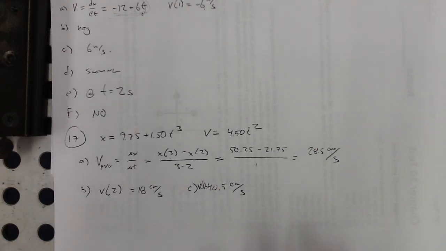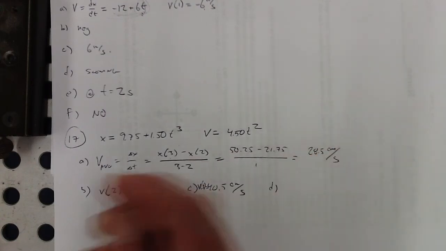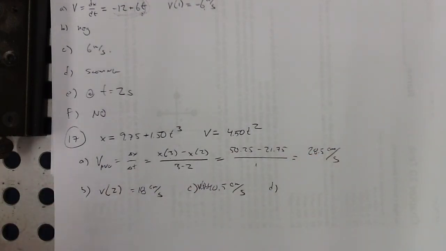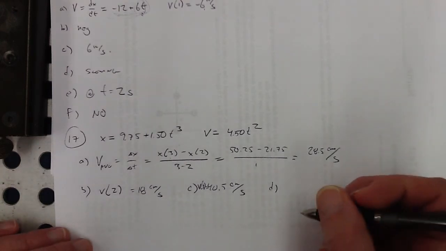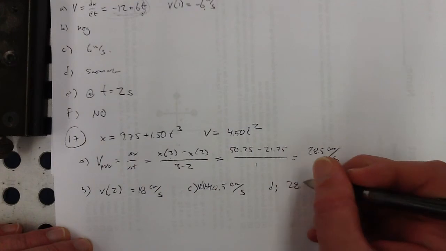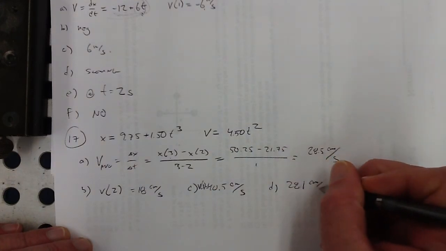And part D, we want the instantaneous velocity at time t is 2.5 seconds. This is too easy. 4.5 times 2.5 squared. That's about 28.1 centimeters per second.